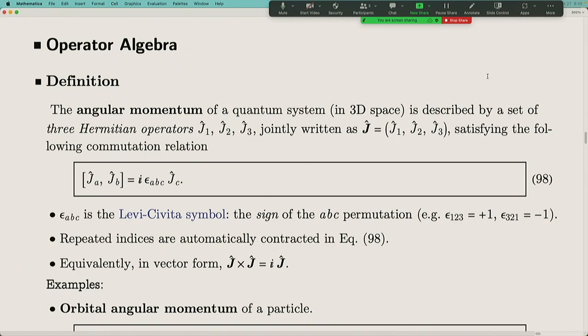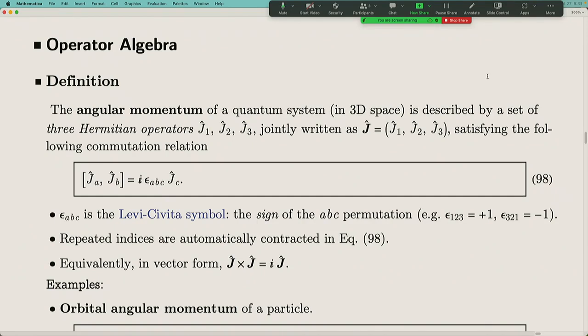And you may be very curious, why do I suddenly have this expression? But I think a better approach is to consider this as a definition of angular momentum, and we will justify this definition later. So this commutation relation says that J_a and J_b, with a, b, c being 1, 2, 3, and epsilon_abc is the Levi-Civita symbol, which is the sign of the abc permutation. For example, epsilon_123 will be +1, and epsilon_321 will be -1.